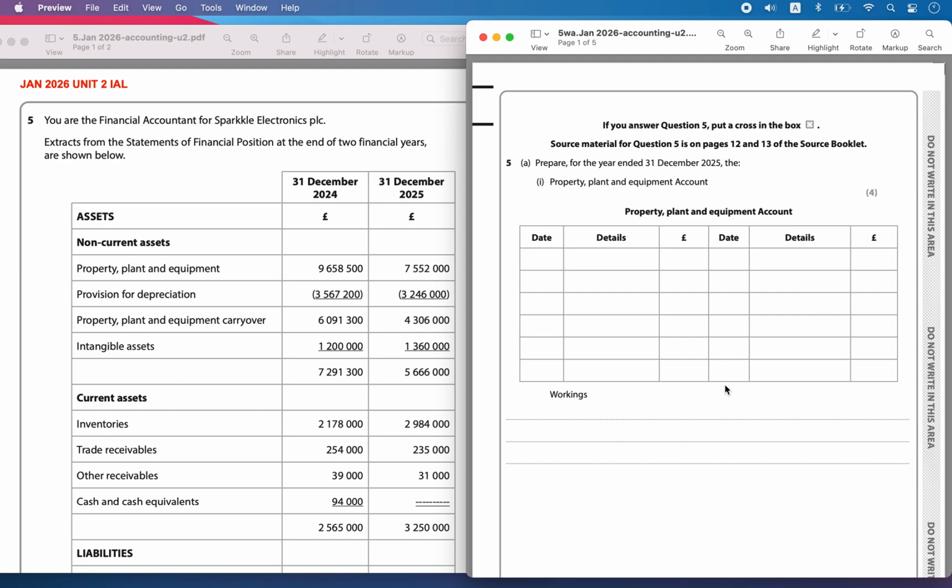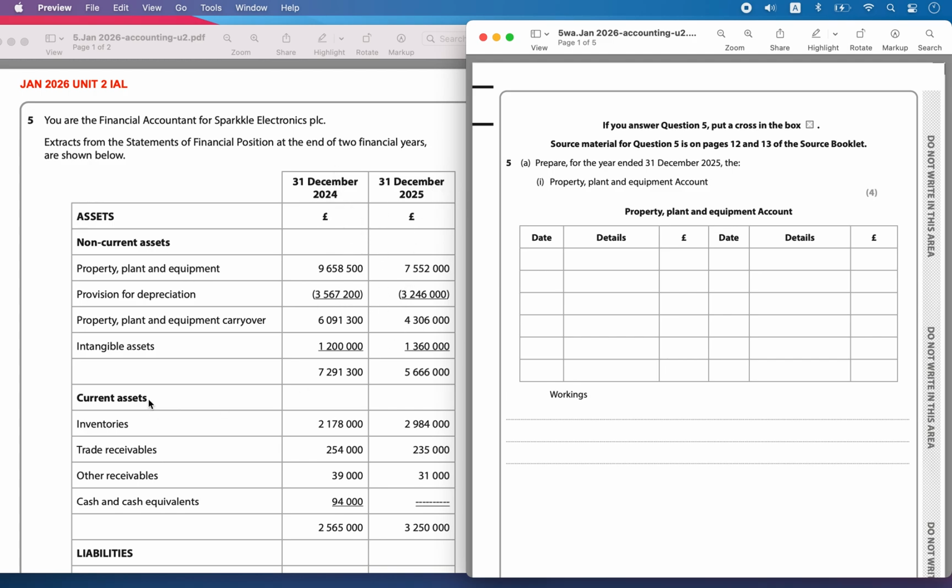Hello, today we are solving the Jan 2026 Unit 2 IAL Edexcel paper. Question number 5. You are the financial accountant for Sparkkle Electronics PLC. The extracts from the statements of financial position at the end of 2 financial years are shown below.